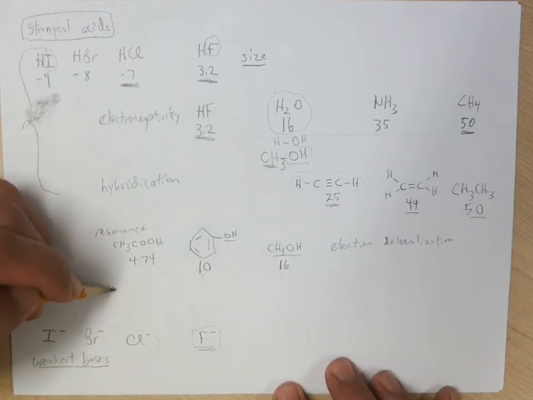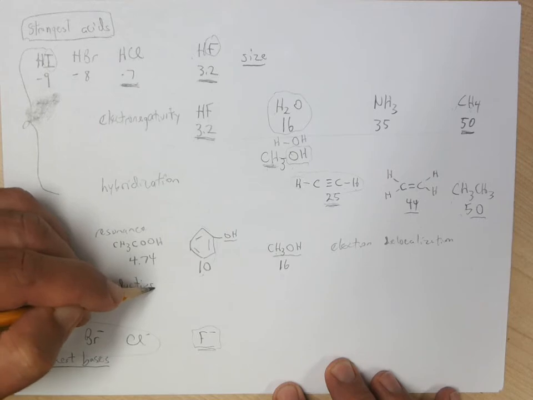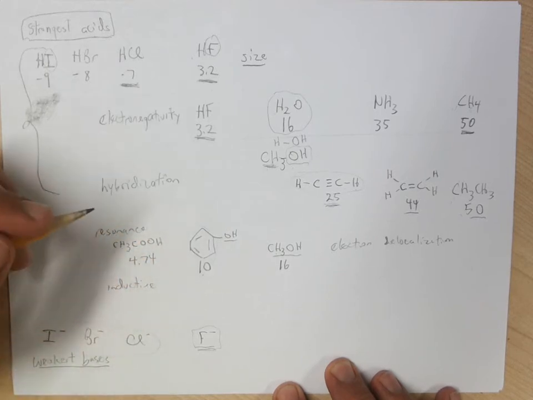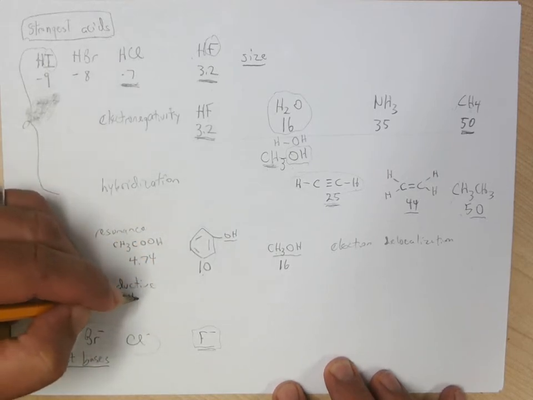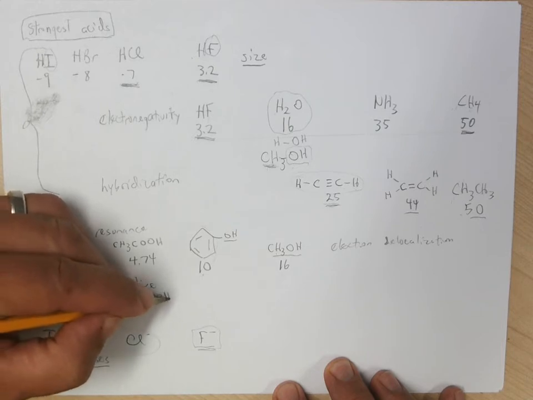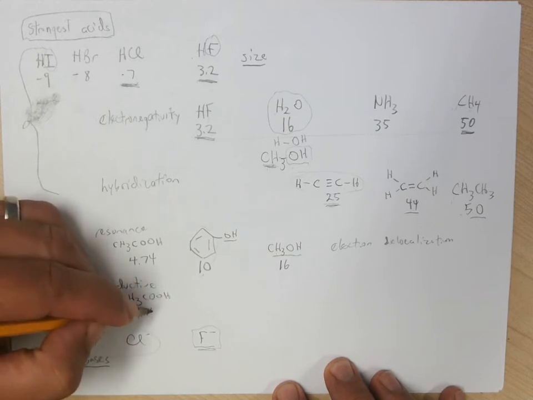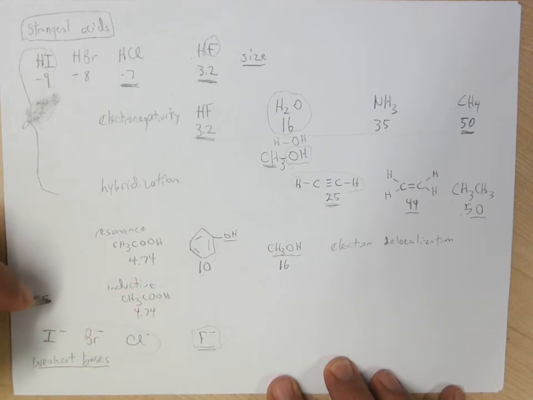Then you're going to have inductive effects. And for something like that, I would compare acetic acid, 4.74, to trifluoroacetic acid, where the fluorines remote in the molecule will be pulling electron density away from the hydrogen, making it more acidic. So I think this one's about 0.